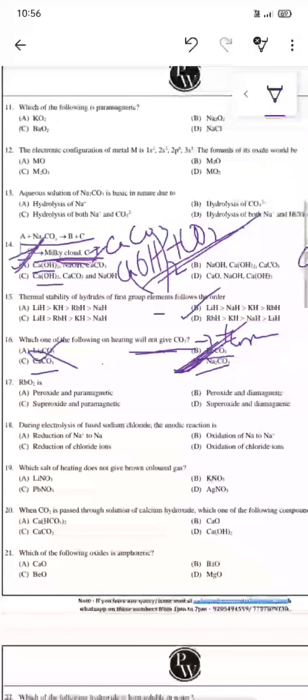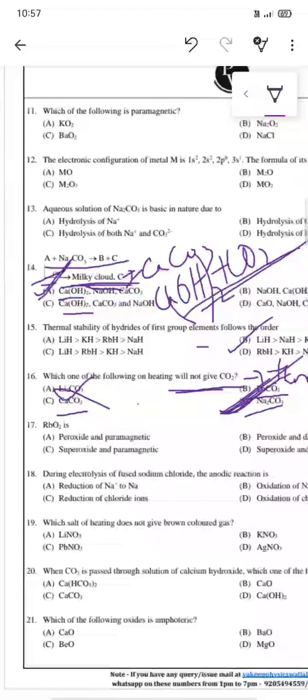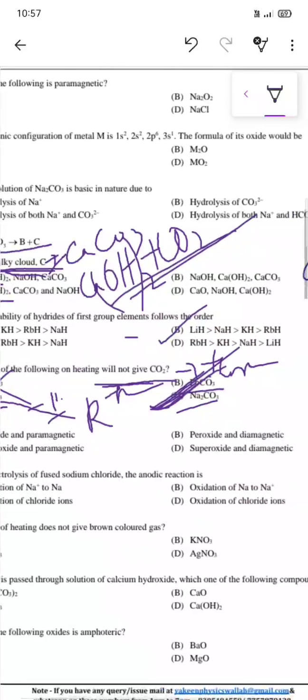Together revise. Now RbO2 is peroxide, paramagnetic. RbO2 means O2 is minus 1 charge because Rb is plus 2. So it is minus 1. So it is peroxide and peroxides are diamagnetic. Therefore this is answer B.